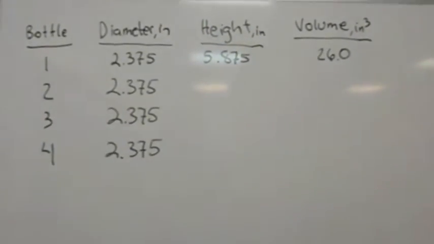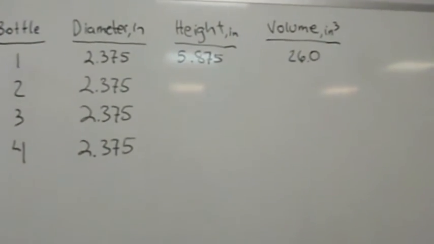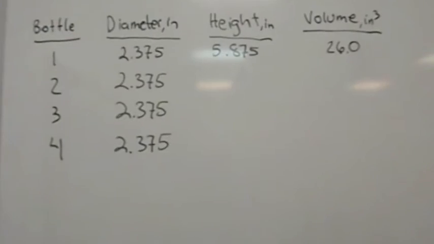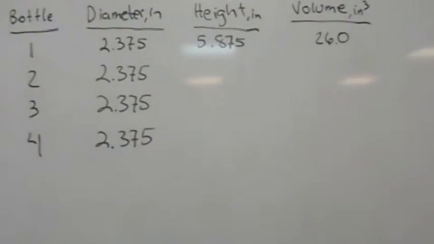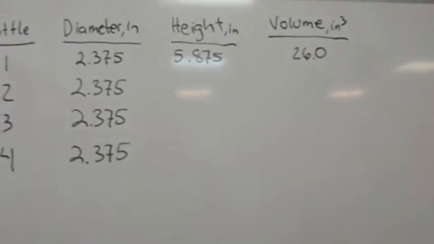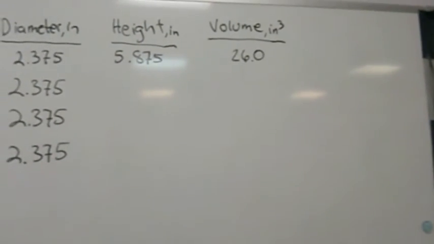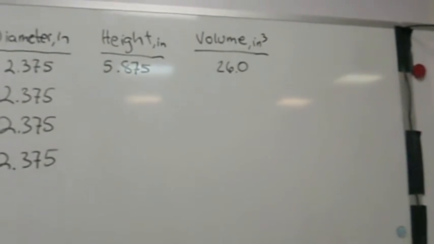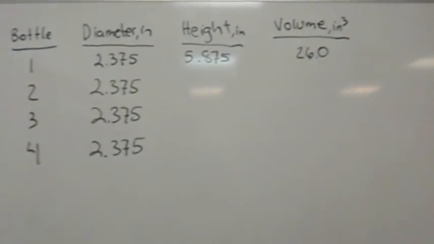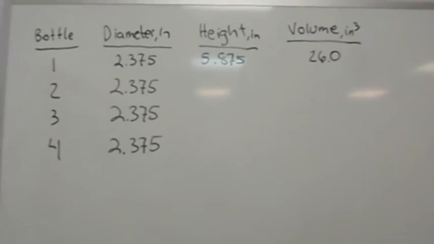Alright, so here's an example of our data table that we used. We've got our 4 bottles, 1, 2, 3, 4, diameter, and the diameter is always going to be the same because we use the same measuring bottle. So that's always going to be 2.375 inches. What's going to be changing, potentially, will be the height of the water. So for our first one, it was 5.875 inches, and then we did our calculation, pi over 4, diameter squared times h, which gave us 26 for that first bottle. So that first bottle had a volume of 26 cubic inches. So we'll now repeat this for the next 3 bottles, 2 through 4, document our results, and tabulate our volumes.